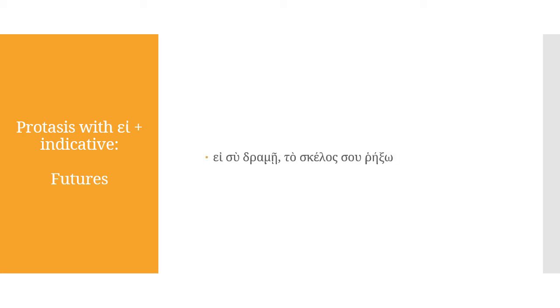So when we turn to our example, that's what we have. Ei su dramei, if you run, dramei shifts to a middle in the future. Ei su dramei, to skelos soi rexo, I will break your leg. If you run the race, I will break your leg. So future action in view, and then a future correlation, here kind of a consequence, with a negative implication. But that's not part of the construction itself. The contents of the semantics of the apodosis tell you whether it's negative or not.